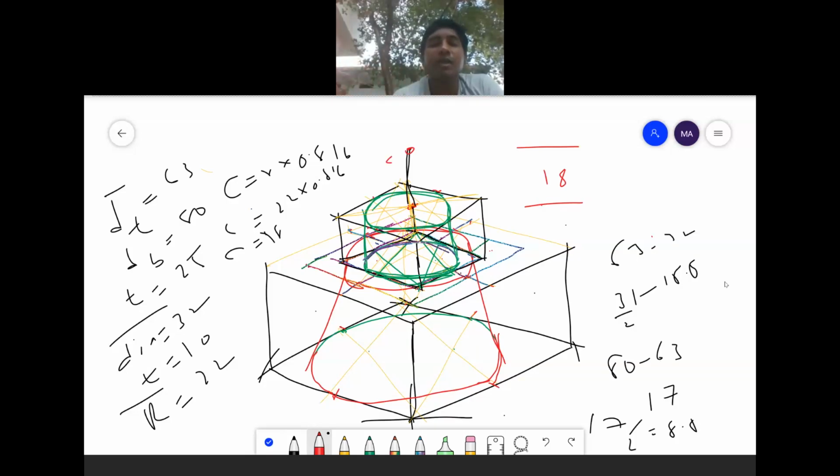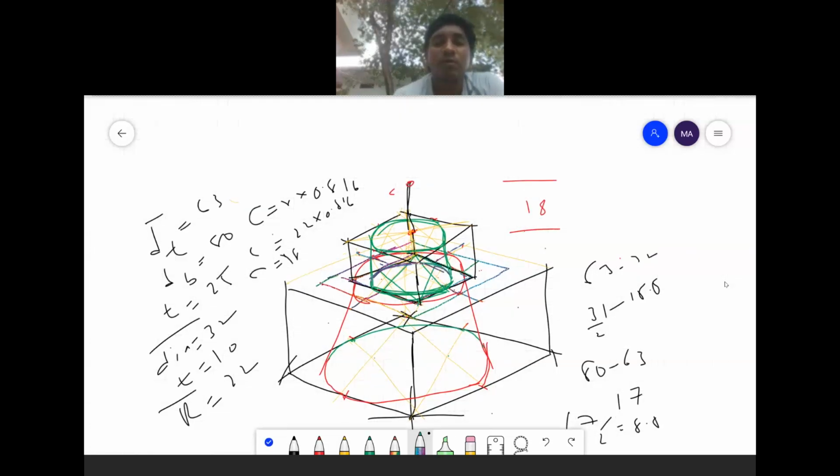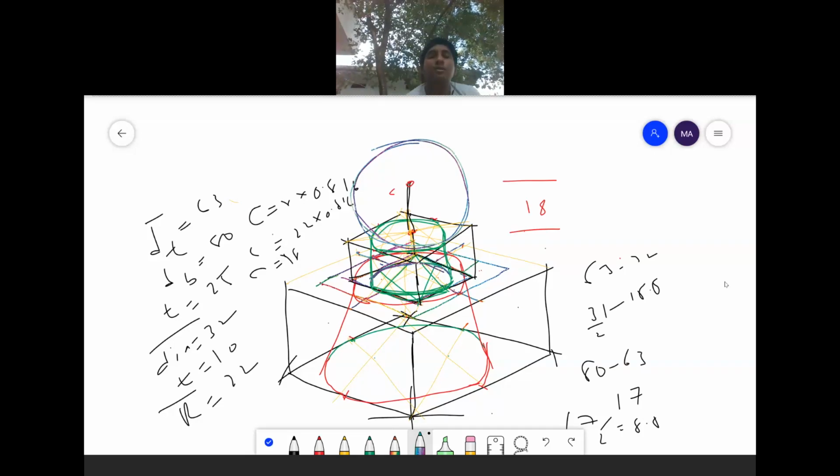From that center C, I will take the radius as 22 on the compass and I will draw one circle here, like this. This one is the sphere resting on the cylindrical plate. Understand? In this way you have to draw. And here this radius is 22.